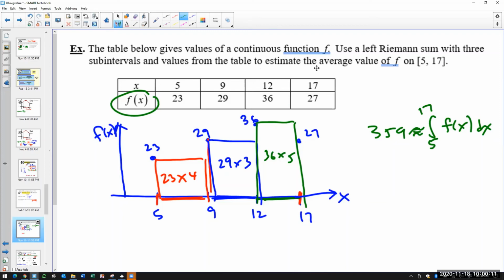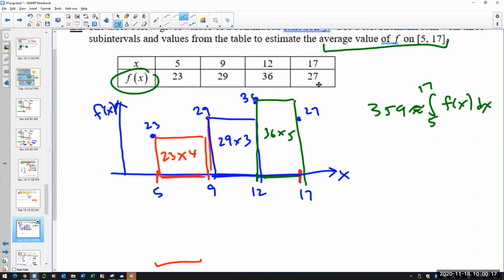Use the Riemann sum to estimate the average value of f. Okay, I need to make this clear to you guys. When they say find the average value of f, then your formula is 1 over b minus a integral of f of x dx. If they say find the average value of f, then you put f here. They don't always say find the value of f.